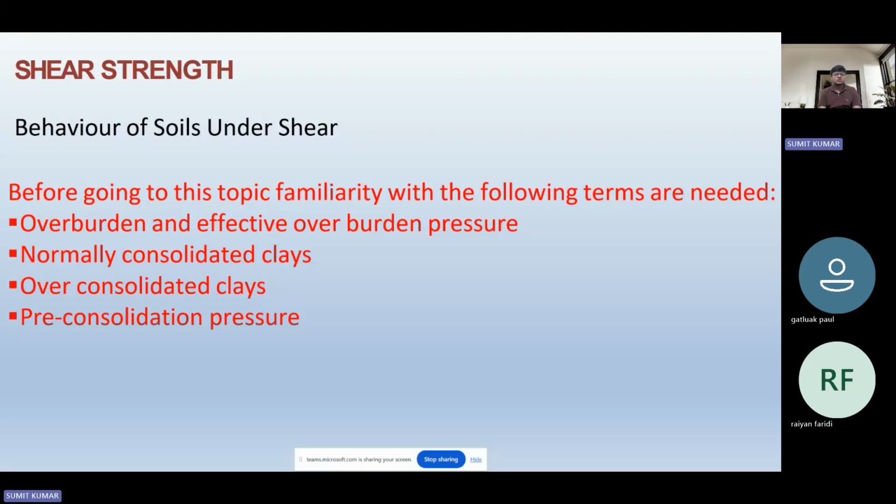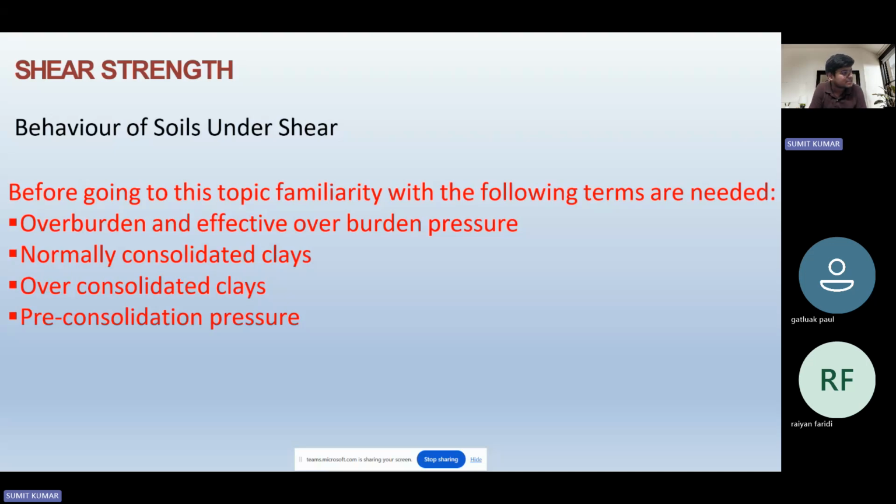The third one is the over consolidated clay, and the next one is the pre-consolidated pressure. Let me explain this one by one. First of all, overburden pressure or effective overburden pressure is the pressure applied on the soil at a specific site. Then the question arises, is the pressure acting over there the overburden?